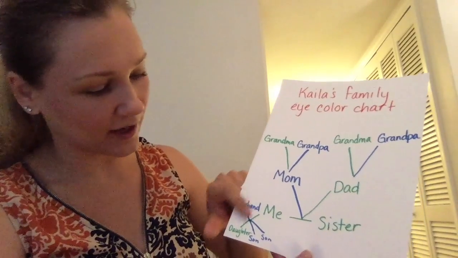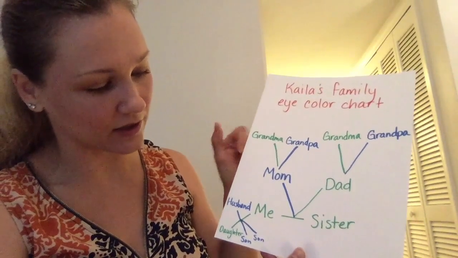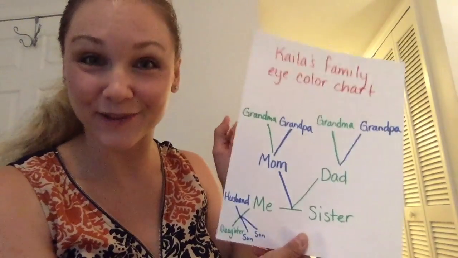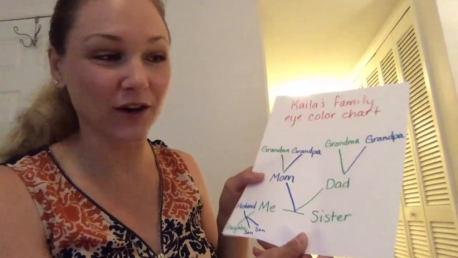So I went ahead and put my children in here as well, and my husband. So you can see we have a whole lot of green and blue-eyed people in my family. So I'm ready now to move on to the next section of my notebook.